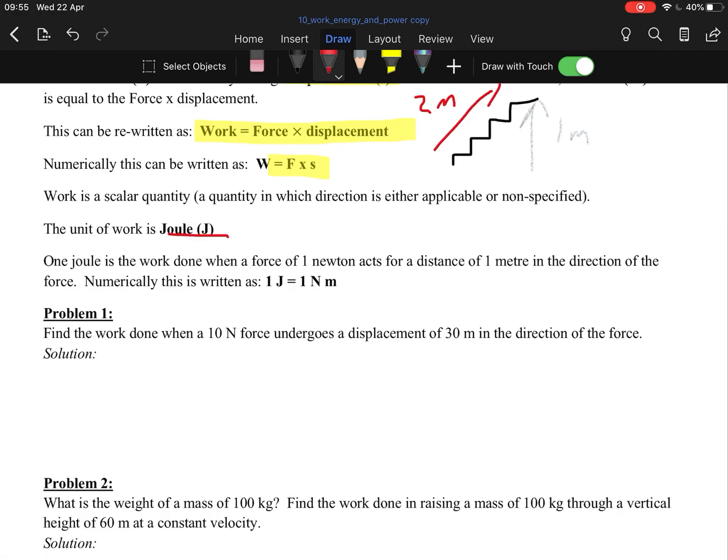The SI unit is the joule, and you could also refer to it as 1 Newton meter. So if you forget that it is joules, just look here. Force is newtons and displacement is meters. So Newton meter will also be accepted, but please try and remember joules.